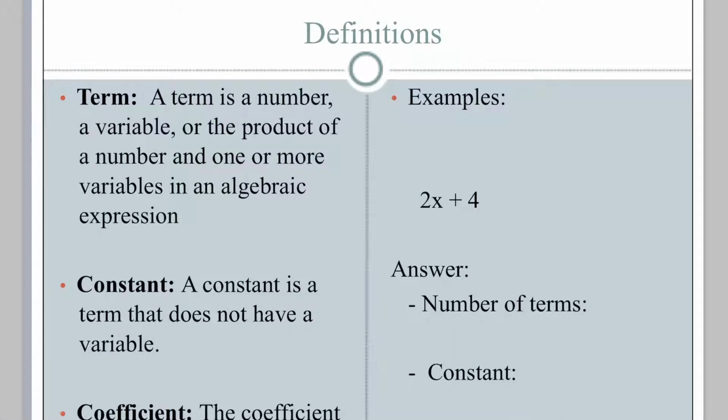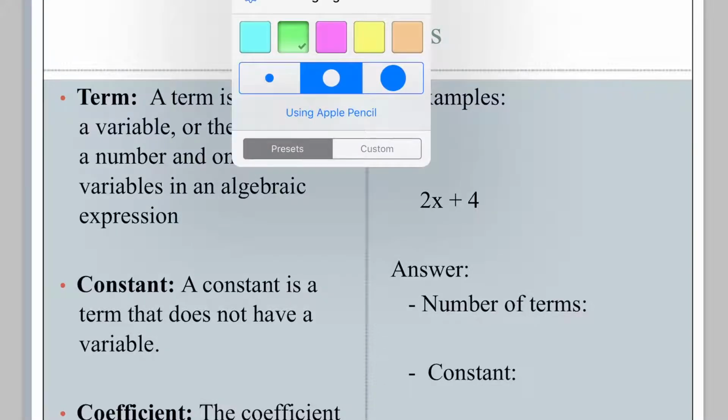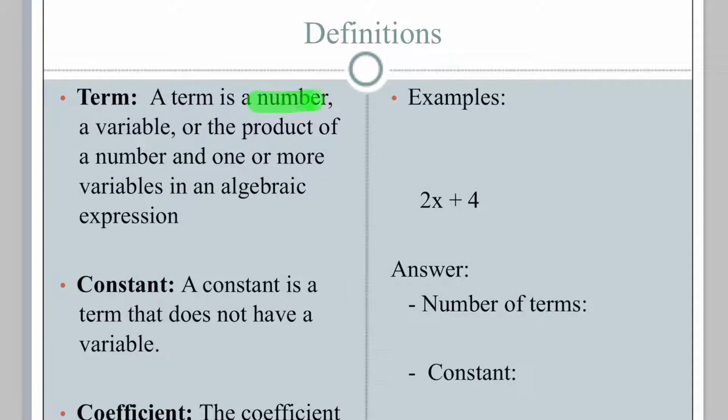Let's begin with some definitions. The first definition is a term, and a term can be a number. And again, that could be any of the numbers we've already classified or discussed. It could be a natural number, whole number, integer, rational number, or irrational number. It could be a variable. A term could be a variable.